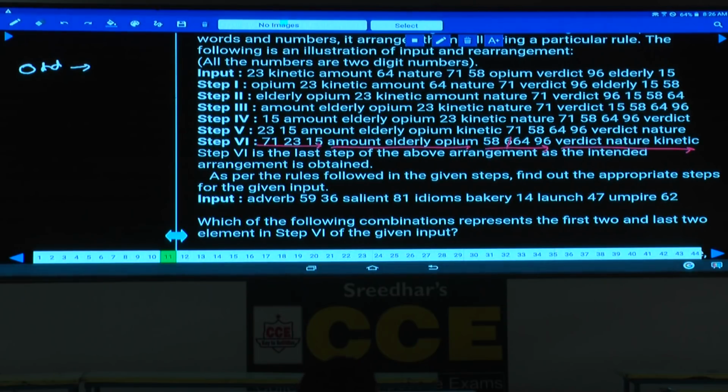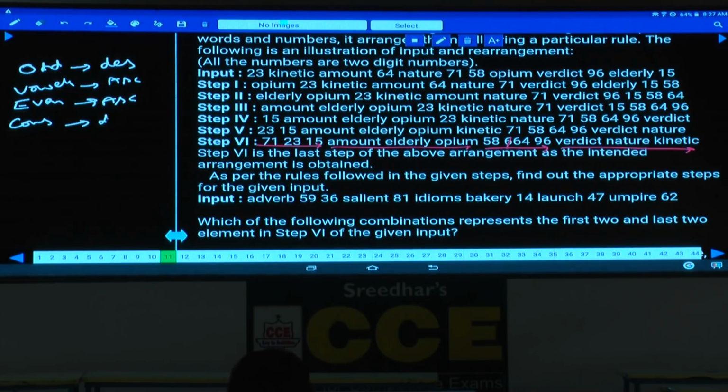Hence first one, odd numbers in descending order, followed by words started with vowels in what? Ascending order. Next one, even numbers in ascending order, and finally words that start with the consonants are in descending order, isn't it? Descending, ascending, ascending, and descending. And this is the final logic in this one. Then after finalizing the logic, we should check out the pattern, or the method involved in arranging these elements.